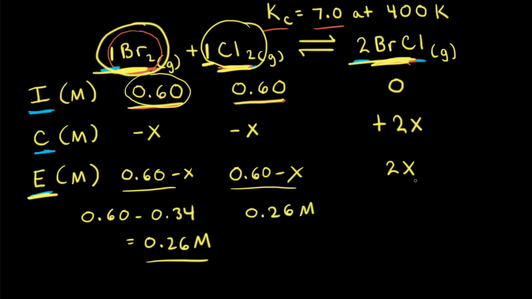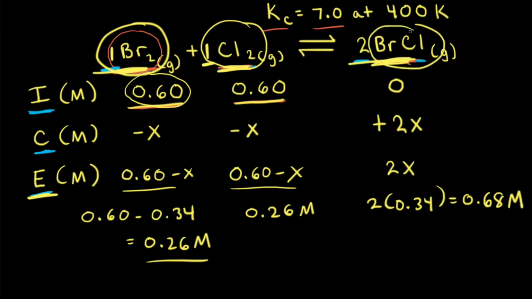For BrCl, it's 2 times X, so that's 2 times 0.34, which is equal to 0.68 molar. So 0.68 molar is the equilibrium concentration for BrCl.